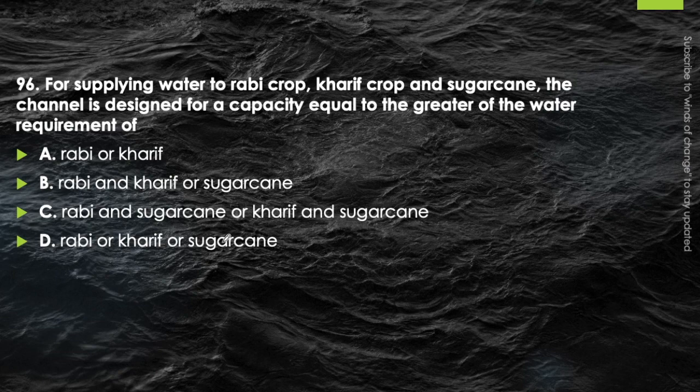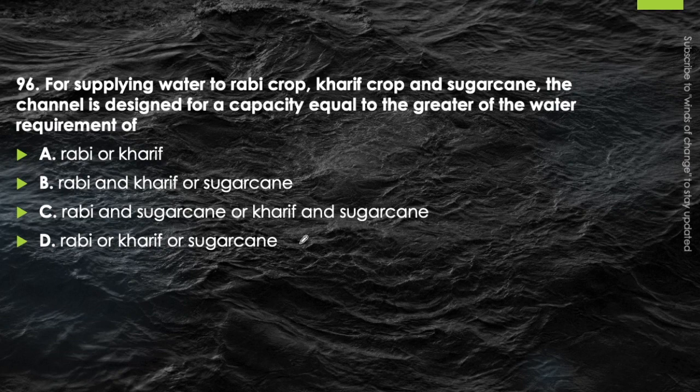For supplying water to rabi crops, kharif crop and sugarcane, the channel is designed for a capacity equal to the greater of the water requirement of rabi or kharif, rabi and kharif or sugarcane, or rabi and sugarcane or kharif and sugarcane, or rabi or kharif or sugarcane. So what will be the combination that will be used here for supplying the water? Just think about it.